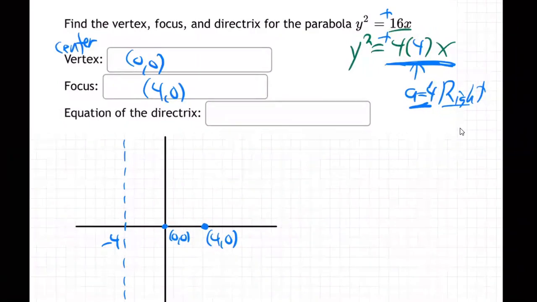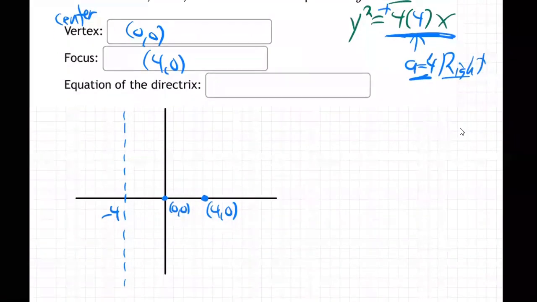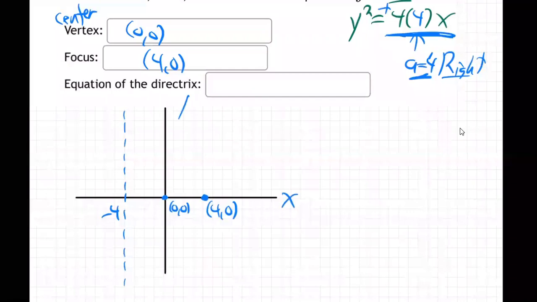It's a dotted line. So we need to give the equation of a line. What is that? Well, this is the x-axis and this is the y. Which axis is that dotted line, that directrix line, which directs the graph, hitting? Does it hit the x-axis or does it hit the y? Well, right here, it hits the x-axis. So it's going to be x equals -4. It goes through the x-axis at -4.